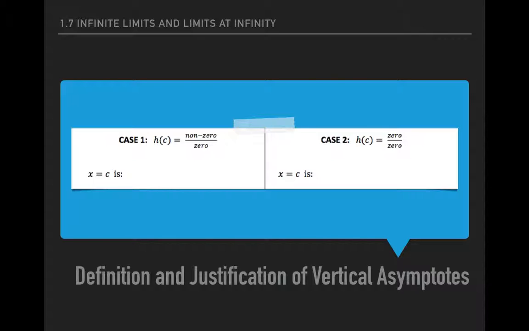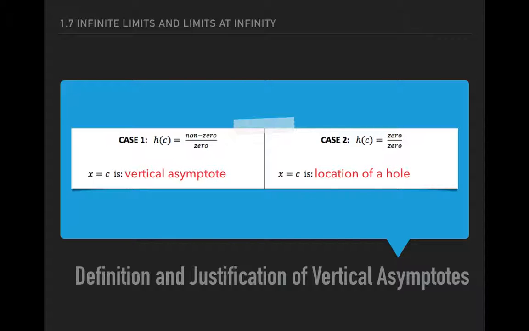I want to kind of analyze the two cases here in a nice little graphic organizer. Let's look at case 1. When you have a non-zero factor over a zero factor, you're working with vertical asymptotes. And if you have 0 over 0, you're working with the location of a hole.